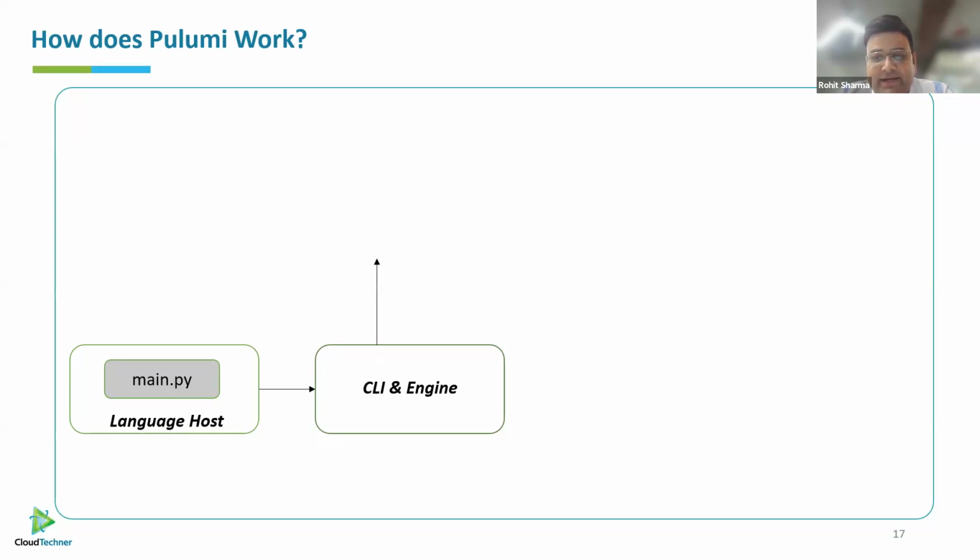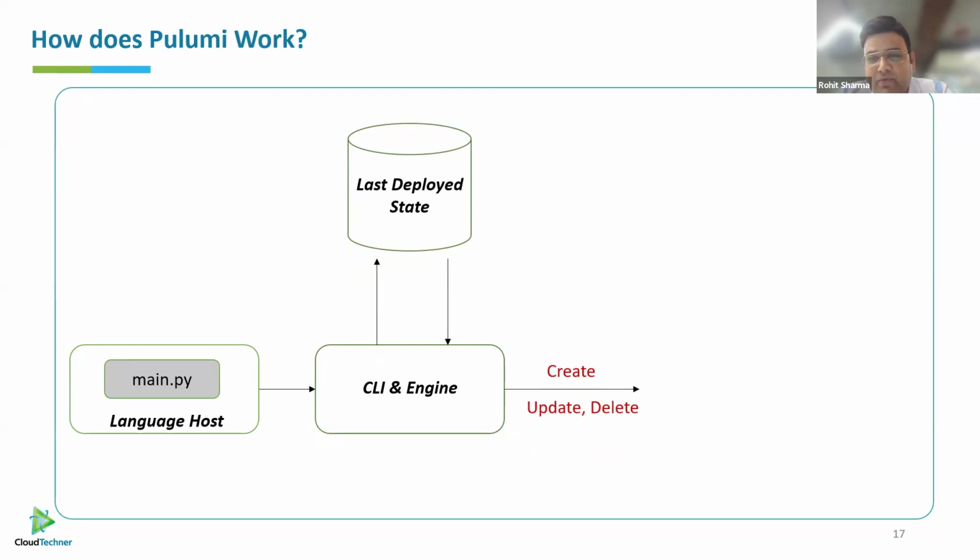The engine then compares the desired state of your infrastructure with the current state. So based on the comparison between the desired state and the current state, Pulumi determines the necessary changes required to achieve the desired state. This includes identifying resources that need to be created, updated, or deleted. Now, once the needed changes are identified, the Pulumi engine utilizes resource providers to manage the resources. Resource providers are responsible for interacting with the underlying cloud infrastructure APIs to create, update, and delete resources as needed. So this is the overall workflow for Pulumi.